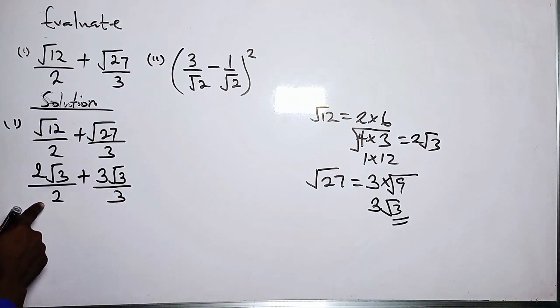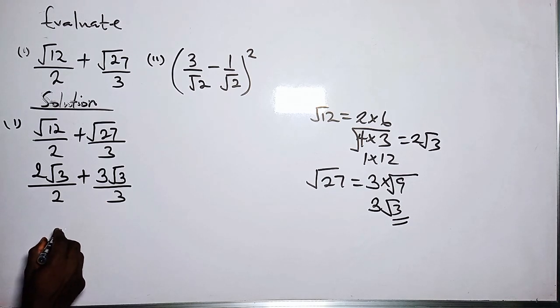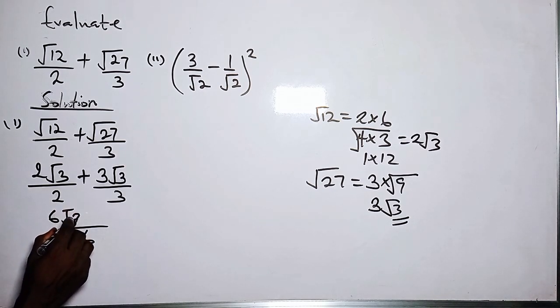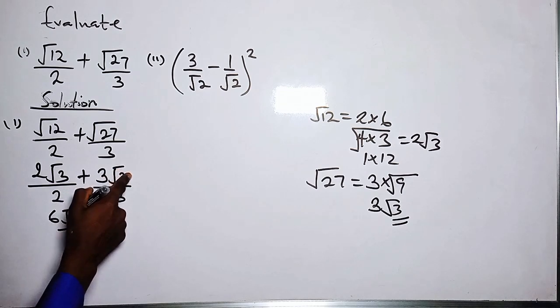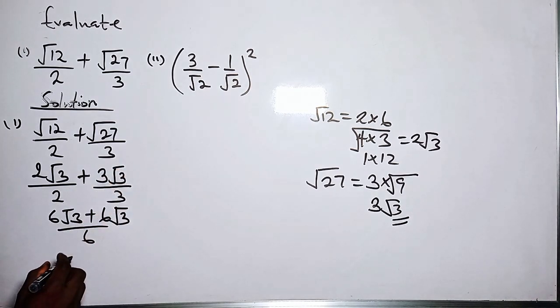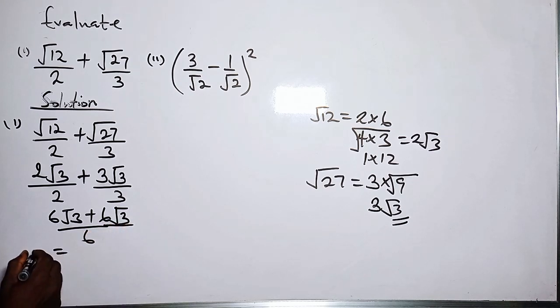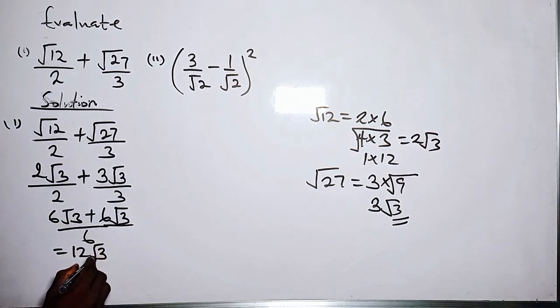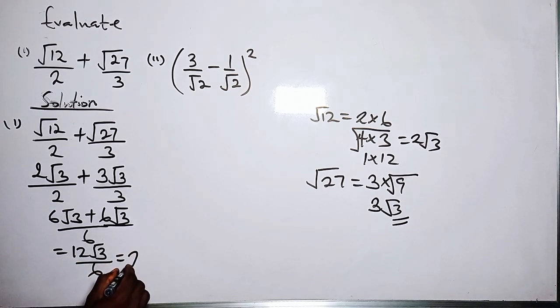So now we can look for the LCM, which is 6. For the LCM to be 6, 2 times 3 is 6, multiply this with this, we have 6 root 3, plus, here this will multiply this, we have 6 root 3. So when we do that, since we have the same roots, we can add them up. 6 plus 6 is 12 root 3 over 6. So when we simplify this, we have 2 root 3.